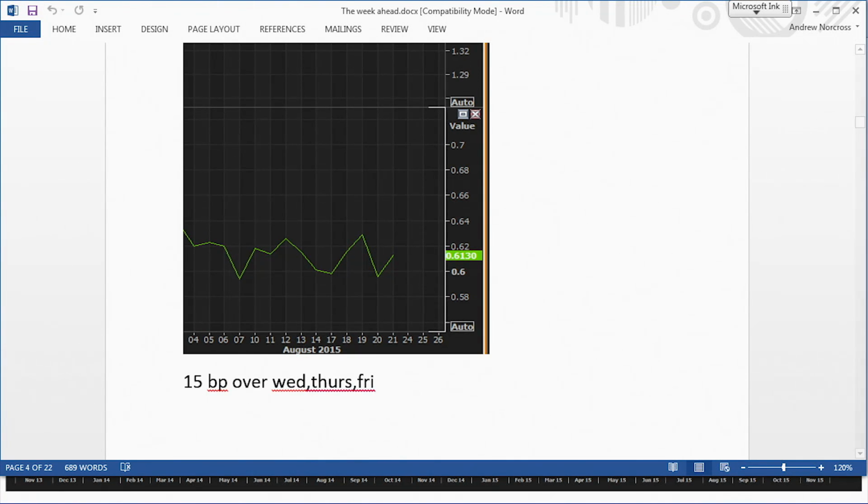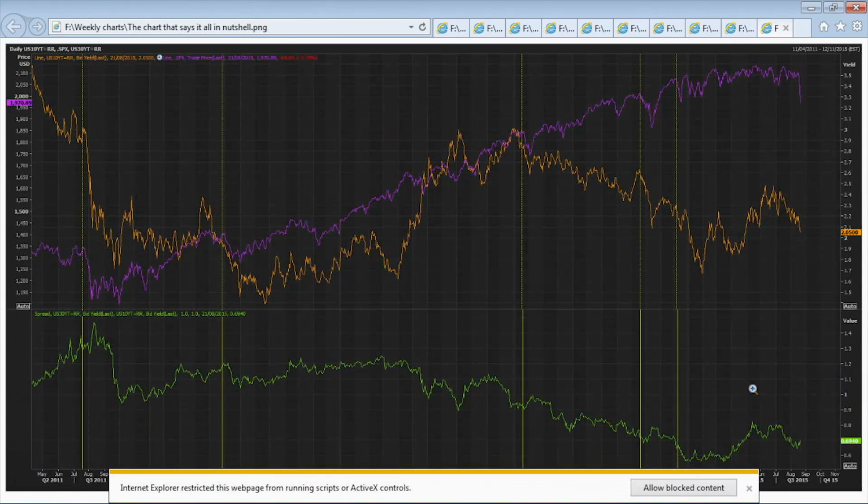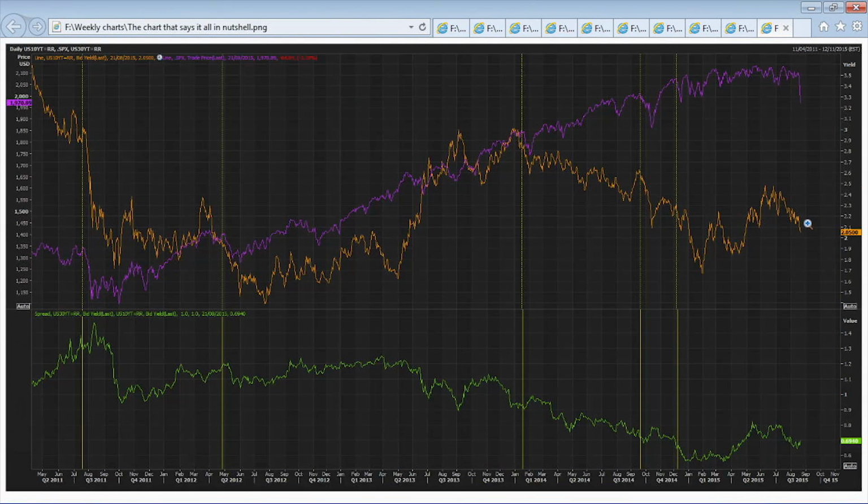Then, what I do want to point out, and this is the conundrum for the week and probably my highlight chart of the week, and I've labeled it the chart that says it all. Two things I want to point out. This is a historic chart going back to 2011. In the purple line, we've got the S&P 500. In the orange line, we've got the US 10-year bonds. And then in the bottom here, what we've got is the US 10-30 spread.